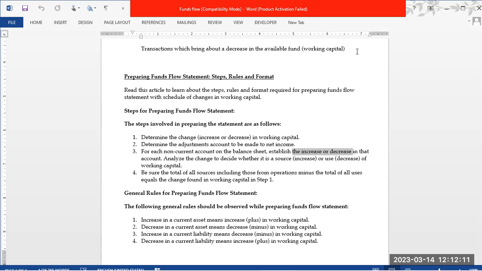Our fourth step is, be sure, and I can mark it in different colors, be sure the total of all sources, including those from operations, minus the total of all uses, equals the change found in working capital in step 1.